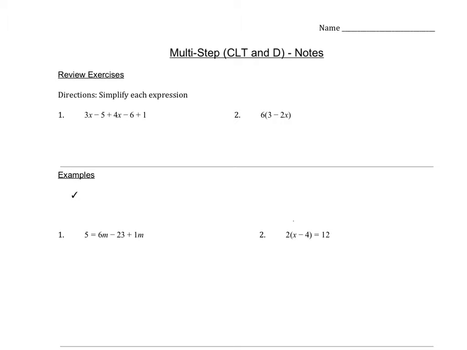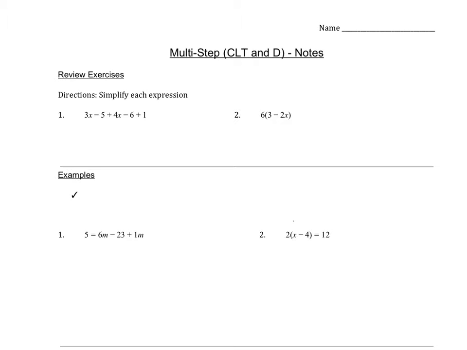Today's lesson is going to be on solving multi-step equations by combining like terms and using the distributive property. So that's what CLT and D means: combining like terms and the distributive property. Remember back to last unit, we solved one-step equations and two-step equations. We're going to be doing that today, just going one step further.